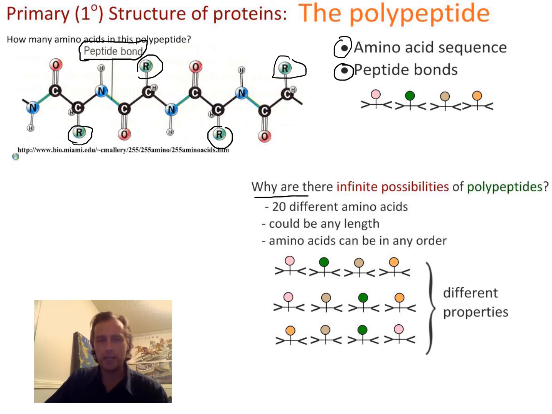Why are there infinite possibilities of polypeptides? So polypeptides and proteins are essentially what do much of the work in a cell. There's a huge number of possible polypeptides because there's 20 different amino acids. We can put them in any order that we could think of. They could be any length. It could be 2, 3, 4. It could be 1,000 amino acids long. And I already mentioned that one. Amino acids can be in every order.